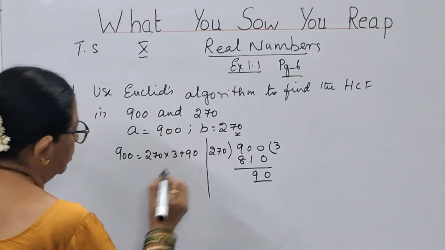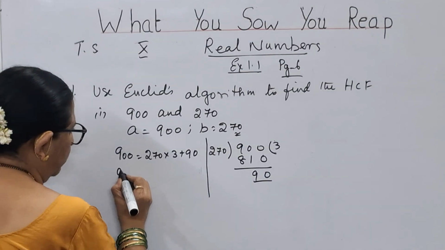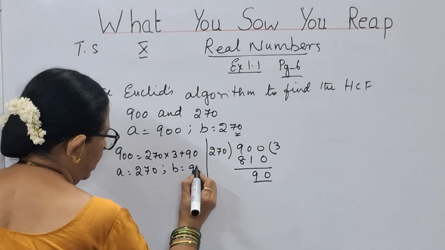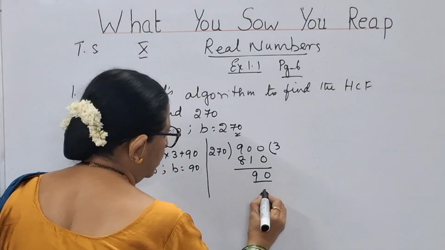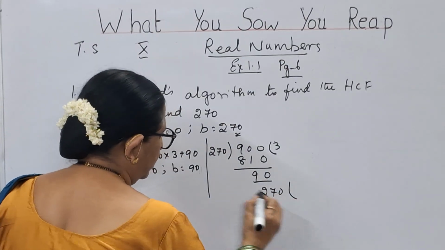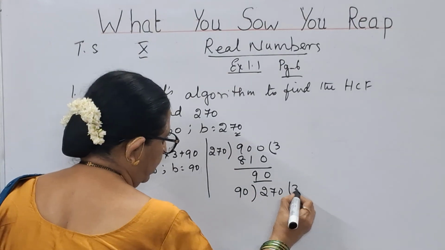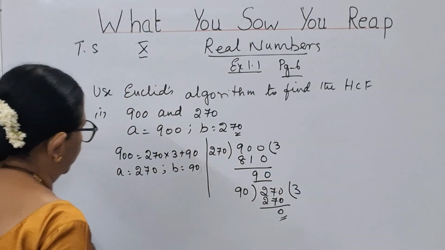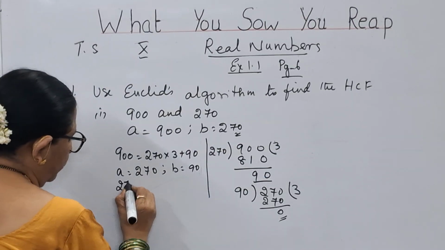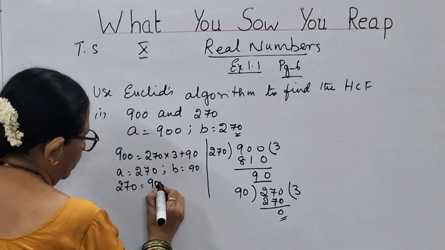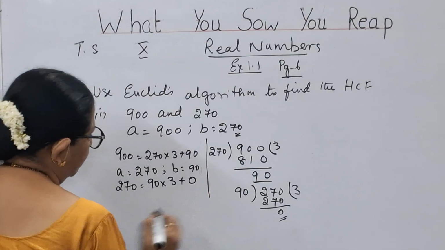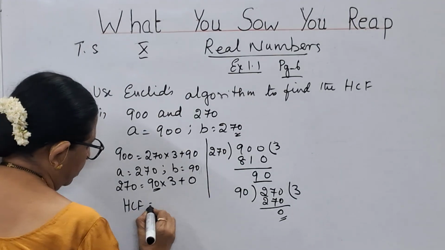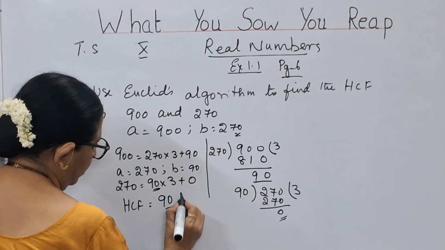This is the rough column. So you are getting it here. Now you take A as 270 and B as 90. So you take 270 divided by 90. 90 3s are 270, remainder is 0. So you will be getting that 270 is equal to 90 into 3 plus 0. So you got 0 for 90. So HCF is equal to 90 is the answer.